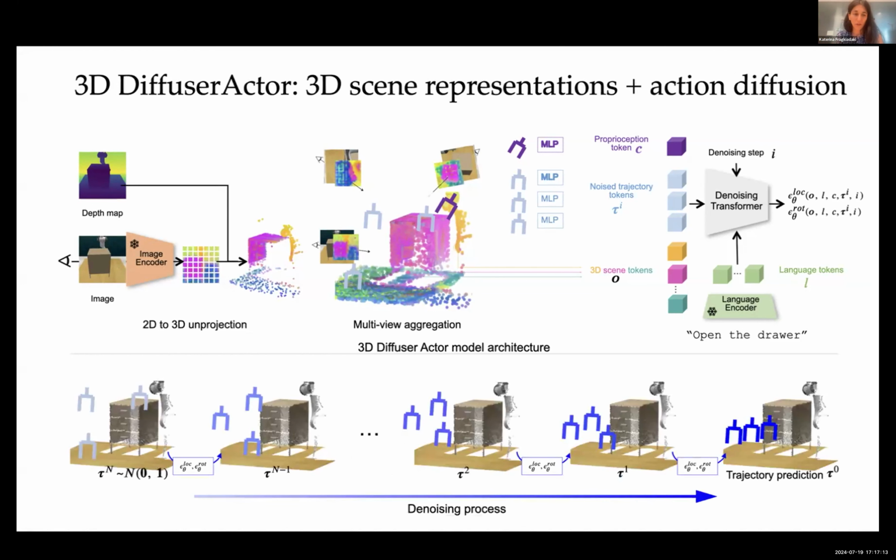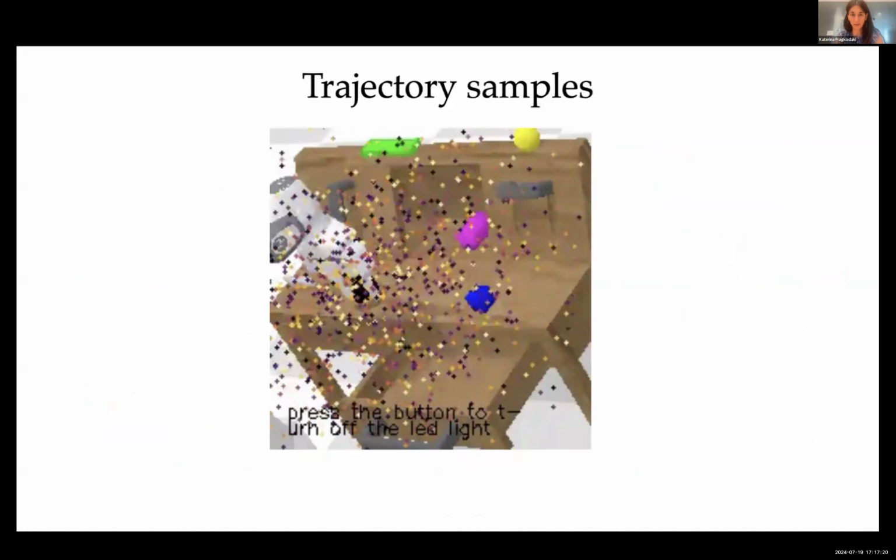And then at test time, you sample your gripper locations from white noise, and then you iteratively denoise them to predict the trajectory.